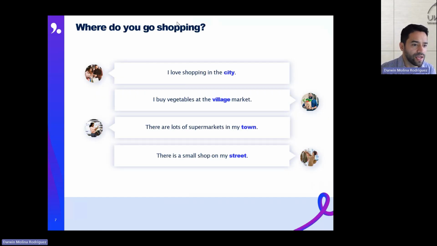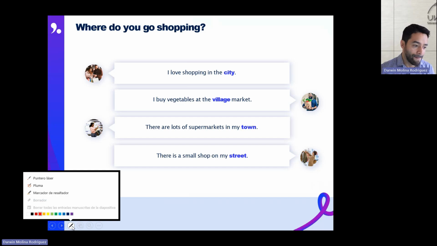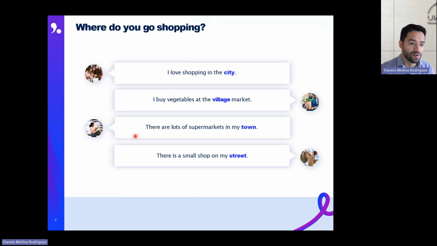Here, I love shopping in the city, en la ciudad. Okay, I love shopping. Me gusta o me encanta ir de compras. I love shopping. The second is I buy vegetables at the village market. Vegetables.